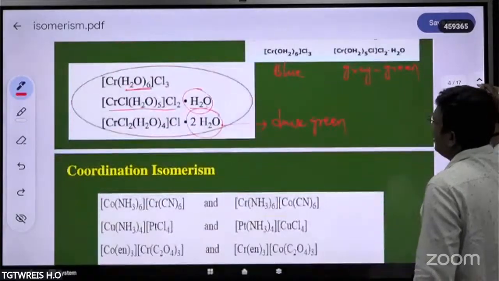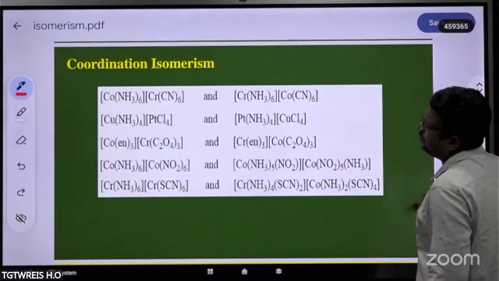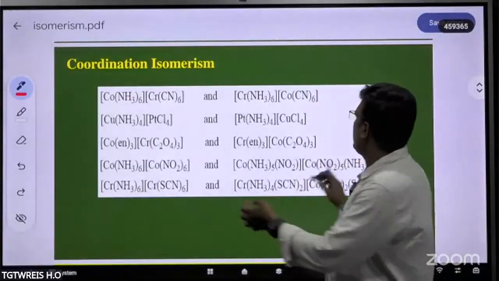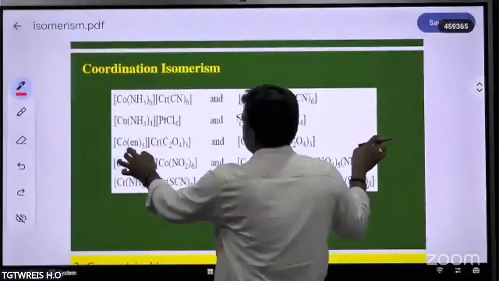The fourth one is coordination isomerism. Coordination, so these are the coordination compounds, right?